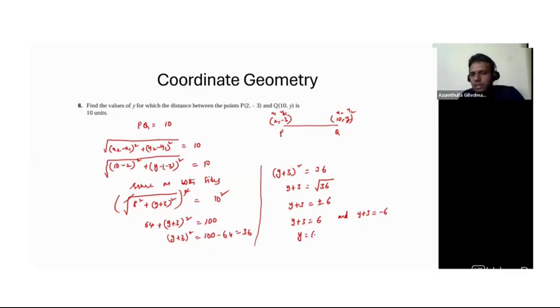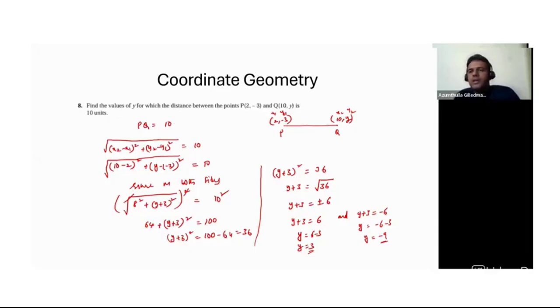So that's why I have taken this. So y becomes 6 minus 3. So y is 3 here. That's one value. And here y is minus 6 minus 3. So y can be minus 9. So there are two possible values for y where the distance between those 2 points can be 10 units. Understood? So this is how you can do.